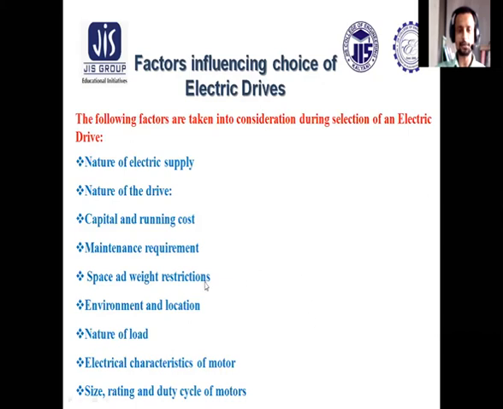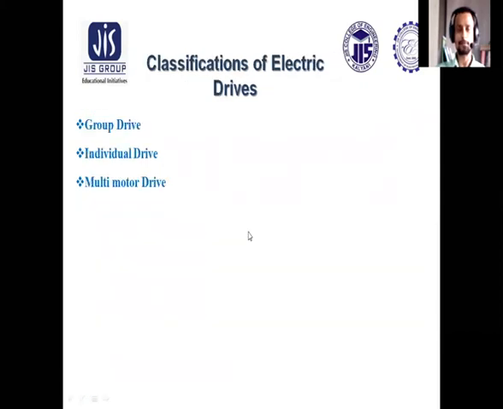Environment and location, nature of load, which type of load is to be operated, electrical characteristics of the motor such as starting and braking, size, rating and duty cycle of motors. So these are the factors influencing the choice of electric drives. Now, classification of electric drives: group drive, individual drive, multi-motor drive.